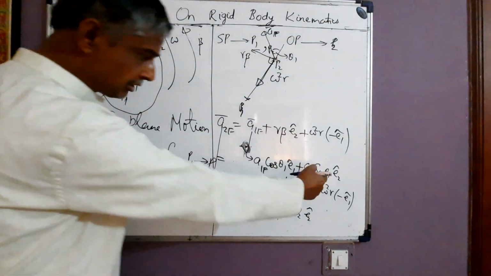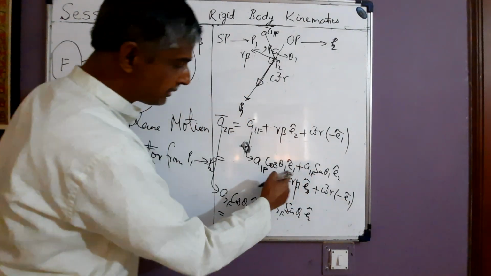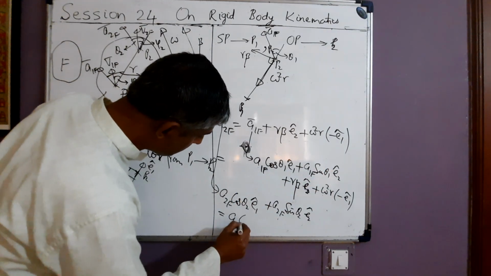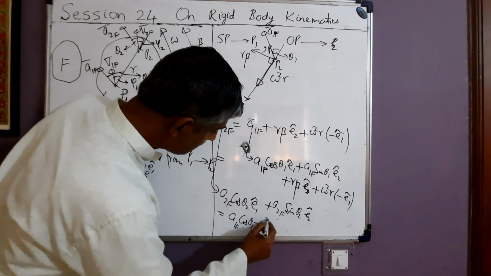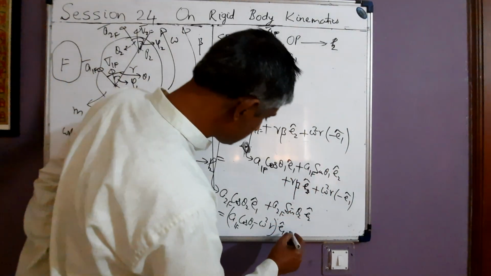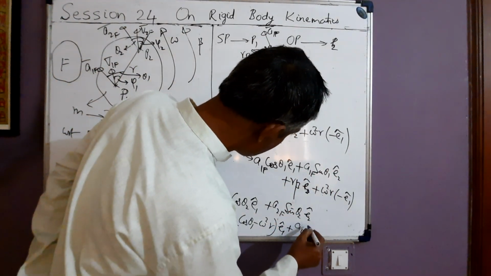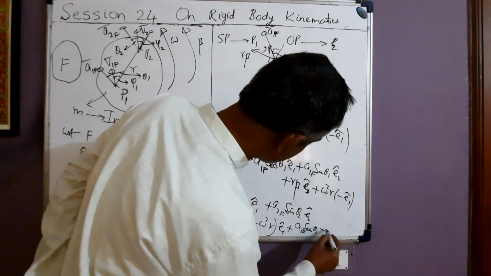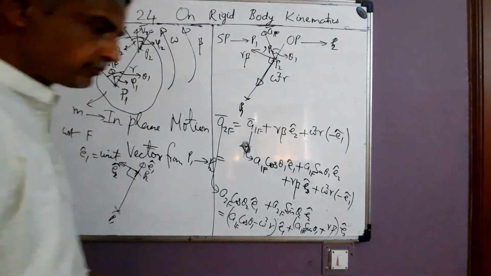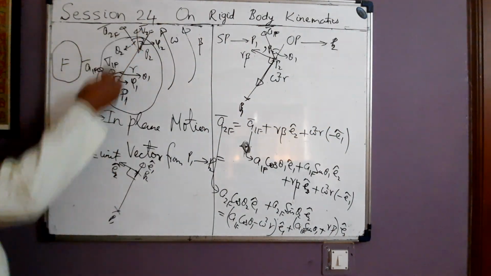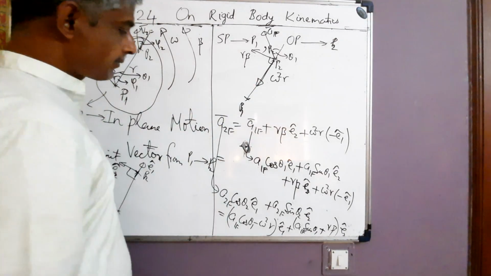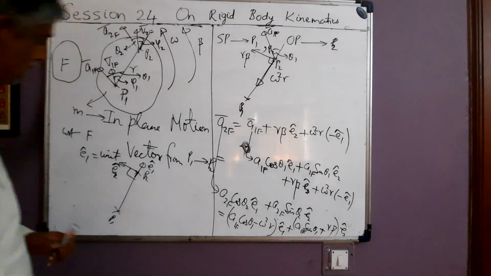Okay, this is equal to this term. E1 and E2 I'll take common. So this becomes A1f cos theta 1 minus omega square r into E1 hat, and this becomes plus A1f sin theta 1 plus r beta into E2 hat. Okay, fine.